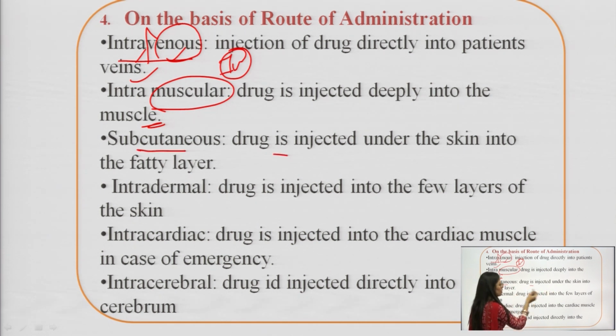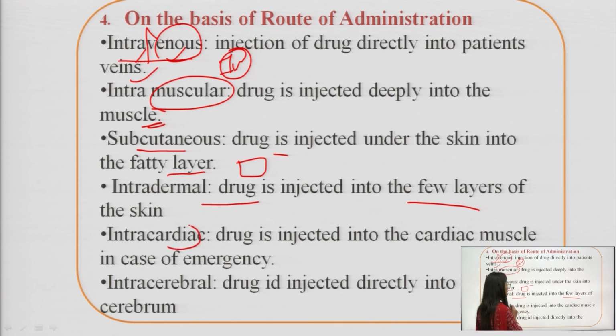Subcutaneous: the drug is injected under the skin, in the fatty layer. When you are incorporating your drug inside the fatty layers, it comes under the category of subcutaneous. Next is intradermal. Dermal means skin. Inside the layers of skin, a few layers of skin, is called intradermal. Moving on, intracardiac. The name suggests it is related to the heart. So the drug is injected into the cardiac muscles in case of emergency, like strokes or heart attacks. Intracerebral: the drug is injected directly into the cerebellum.